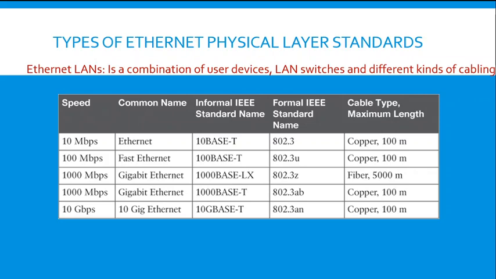And now we have 10 gigabits per second, or called differently 10 Gig Ethernet. It is 10GBASE-T, and the formal IEEE standard name is 802.3an. The cable type is copper, and the maximum length it covers is 100 meters.